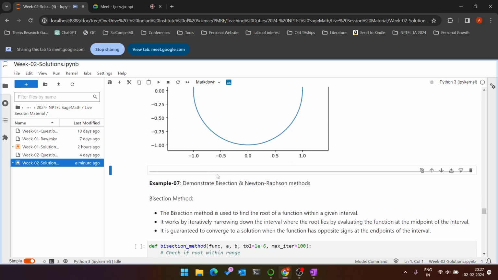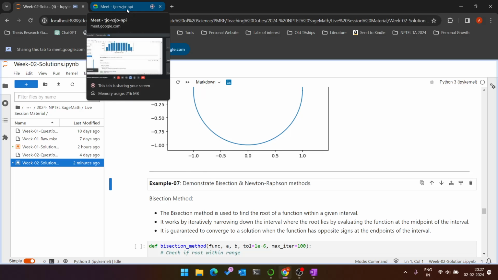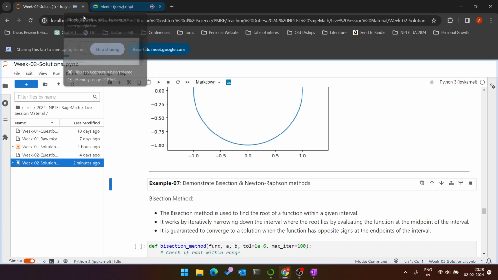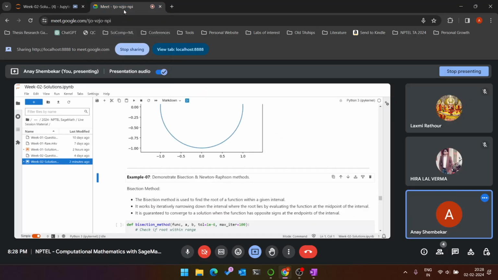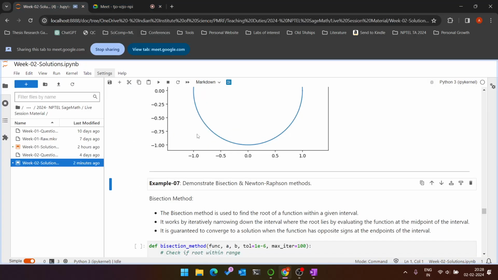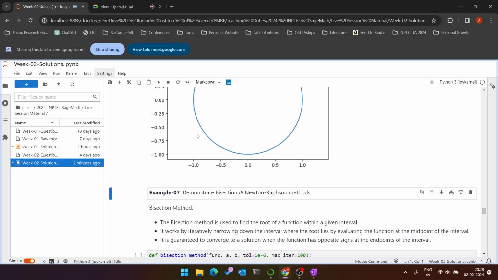This is again an example which finds a lot of applications. Next, I hope these parametric plots are clear. If there is any doubt, you may ask it now. Okay, I think it's clear.